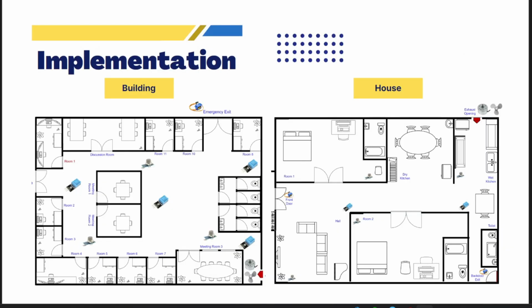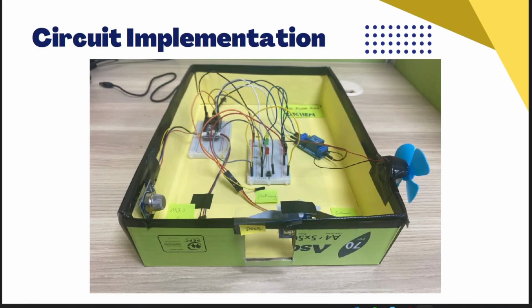Next, let's have a look at the real world implementation itself. In homes, sensors and actuators are strategically placed in key areas like kitchens and hallways. In buildings, the system integrates across multiple floors, enabling centralized safety management. This design ensures rapid response and easy adaptability for various environments. Upon that, this is the actual circuit implementation that we have done. As you can see, there's the hallway, and this is the imitation of a kitchen of how we could implement this system for emergency evacuation purposes.